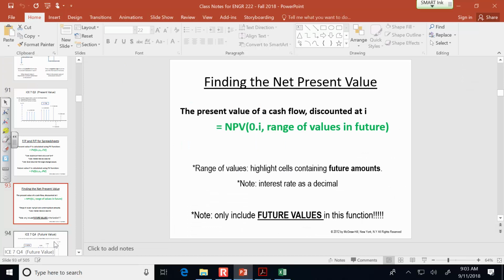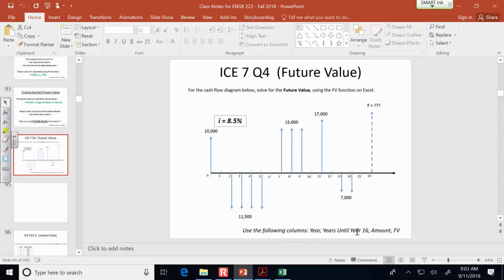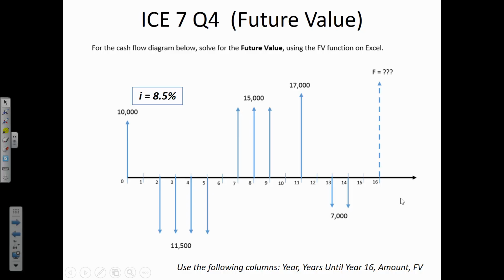All right, so here's the last one of the day. I'm going to pause from talking and give you a chance to set this one up and try to figure it out yourself. I'll give you a hint. On this one, we want to find the future value of this cash flow diagram. So you need the following columns. One column that's years, another column that says years until year 16, so you're going to kind of reverse your time. And then a column that's amount, and one that's future value.